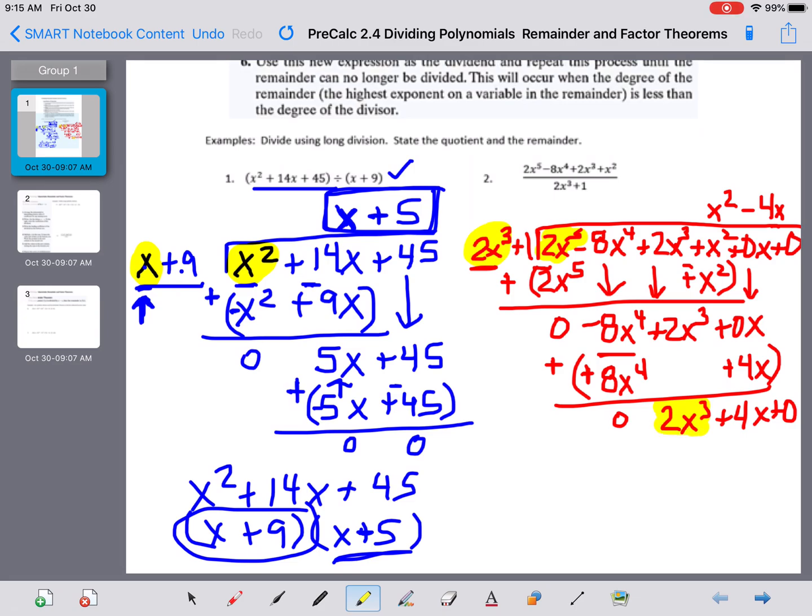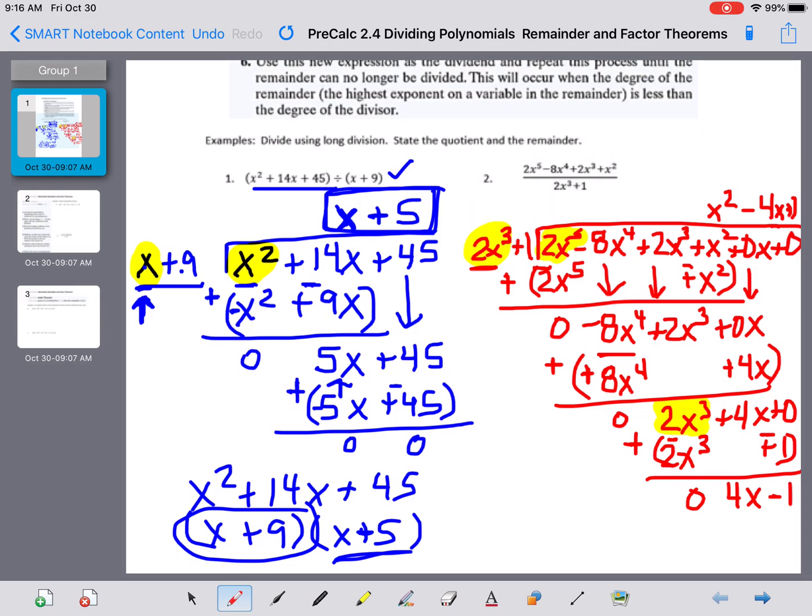So what do I multiply 2x to the third by to make 2x to the third? Well, that'd be a plus 1. So I'm going to squeeze in my plus 1 here. 1 times 2x to the third is 2x to the third. 1 times 1 is 1. Put it over here underneath the 0, which is a common term it lines up with. I'm subtracting. Okay, subtracting means add the opposite. So 2x to the third minus 2x to the third is gone. I bring down my 4x, and 0 plus negative 1 is minus 1.